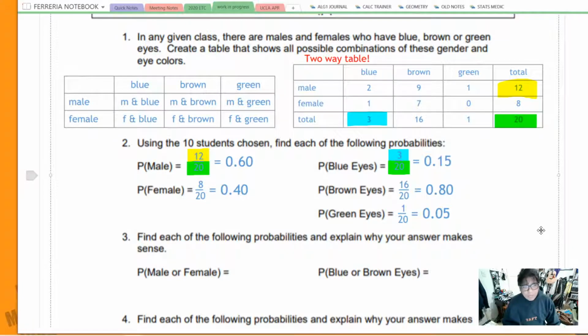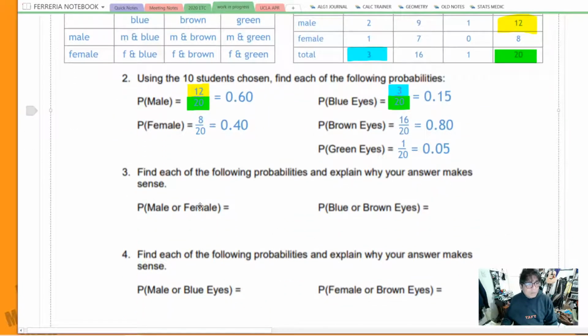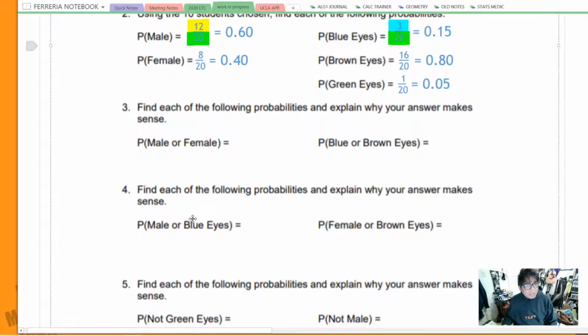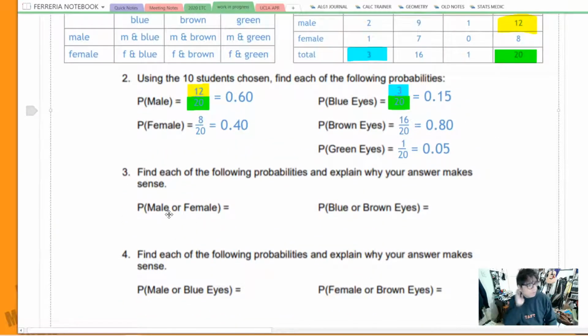Now things get to be kind of interesting because we're going to be taking a look at male or female. If these are mutually exclusive, then we could just add their probabilities. So the probability of male or female is the probability of male plus the probability of female, and that's going to be 0.60 plus 0.40. Unsurprisingly, that's equal to 100% because everybody in the sample was either male or female.